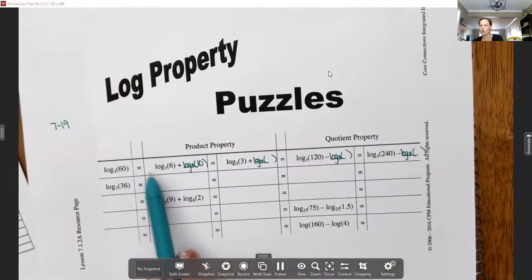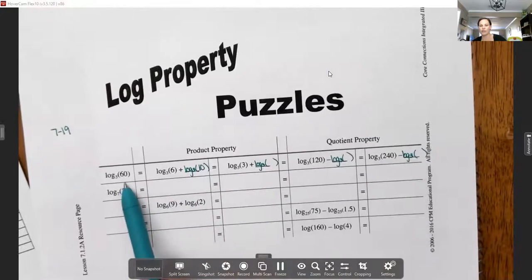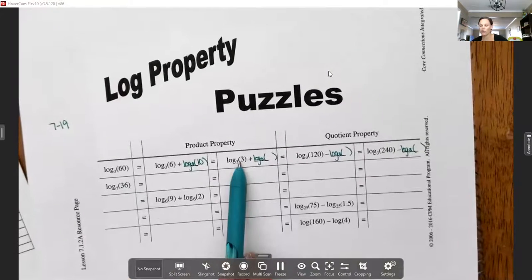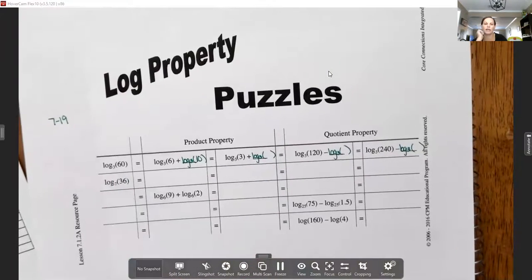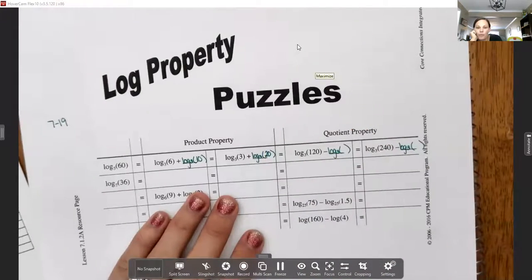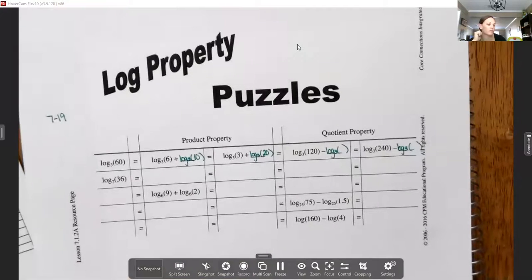Well, this is saying this whole top row is equal to log base 3 of 60. So again, we're adding, which means we multiply the 2 numbers. 3 times what number is 60? Yeah, so that's log base 3 of 20, because we're just multiplying.